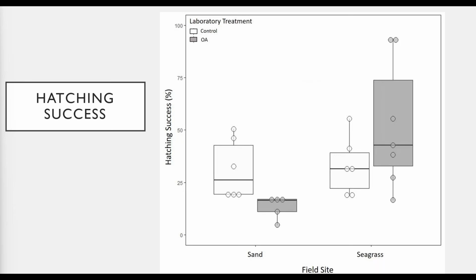So this is our hatching success data analysis. On the left is our sand site, and that shows a trend of reduced hatching success, but this was not significant. As you can see, our sample size for sand was much smaller, especially in that OA treatment. And then on the right is the seagrass. We also saw no significant difference there, even though we do have some variability. So there was no significant difference between the treatments, but there was a significant difference between the interactions.